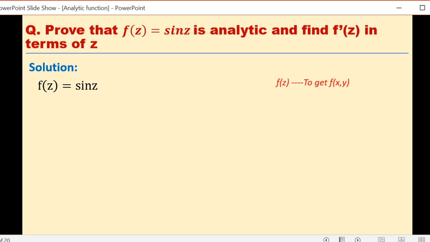Yes, okay. So f of z is in terms of z, and we need to get it in terms of x and y. Why do we need to bring it into the form of x and y? Why can't we work with it in terms of z like this? Why do we need to get it in terms of x and y?